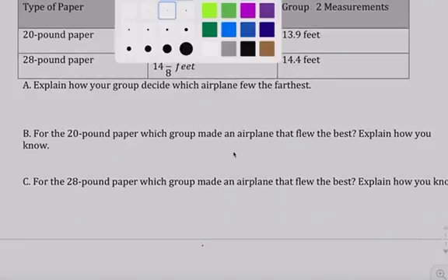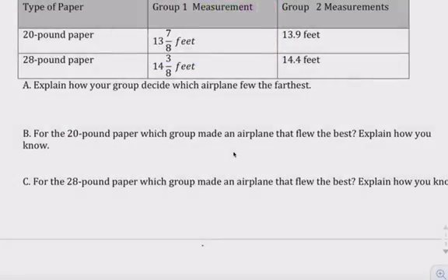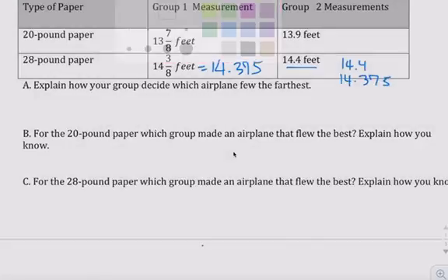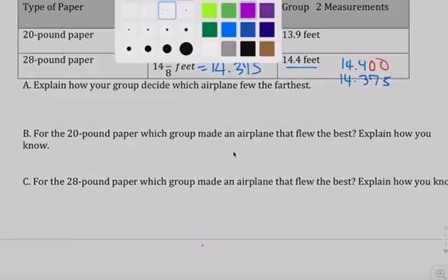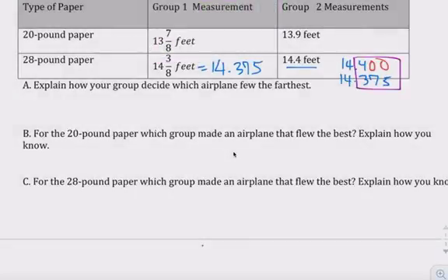So, for example, here, this is 14. You should have 14.375. So you compare that to 14.4. So this is 14.4, and 14.375. You add the two zeros here. So how I look at it is you're comparing this 400 to 375. The 400 is going to be the furthest, so group 2. So here you would say group 2 airplane went the furthest.